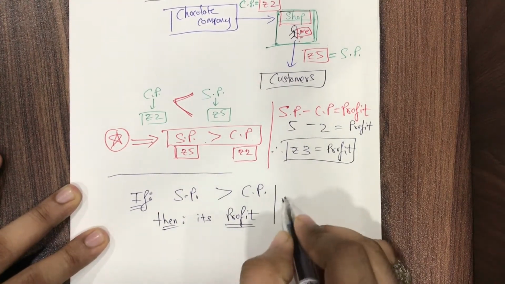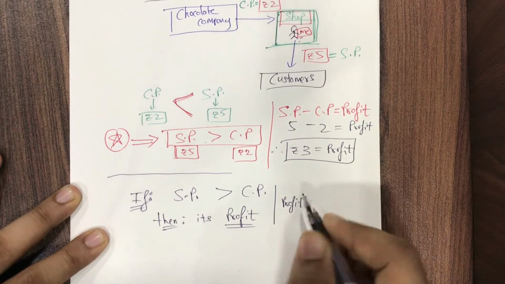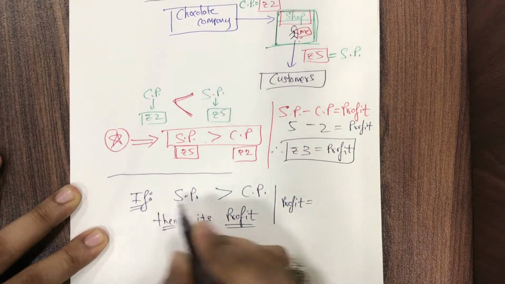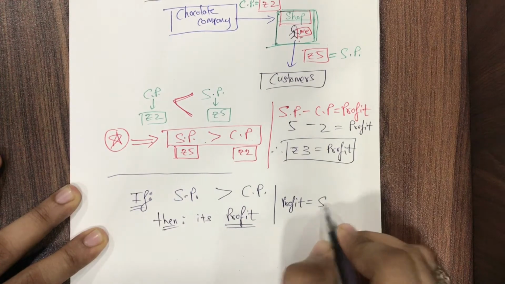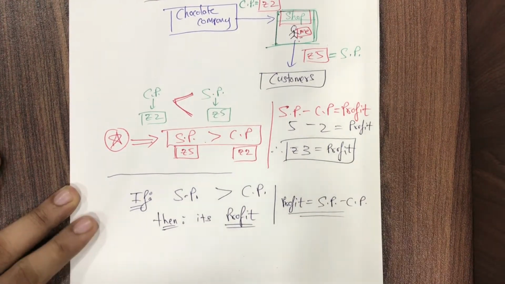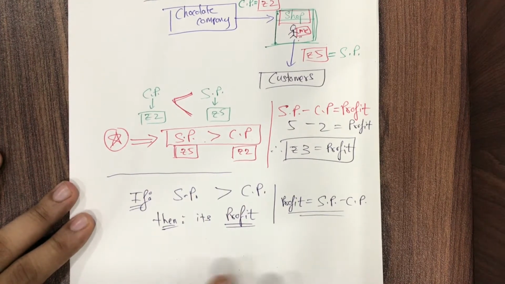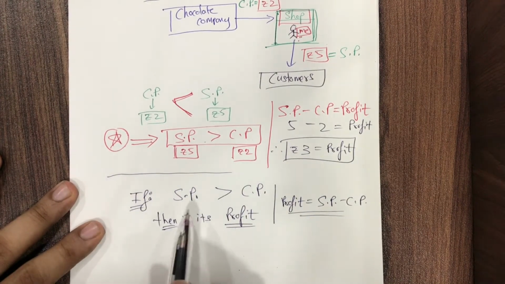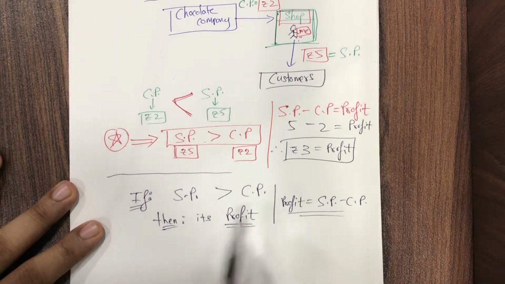Yes, then it's profit. And what's the formula of profit? Formula for profit is equal to, bigger quantity is selling price, smaller quantity is cost price. Profit is equal to selling price minus cost price. Yes, students, it's very logical. Okay, no need to rote learn. So once again, let's revise. If selling price is greater than the cost price, it's profit.